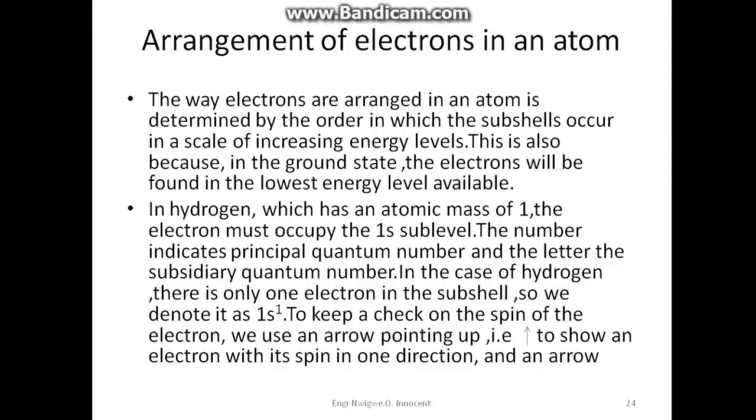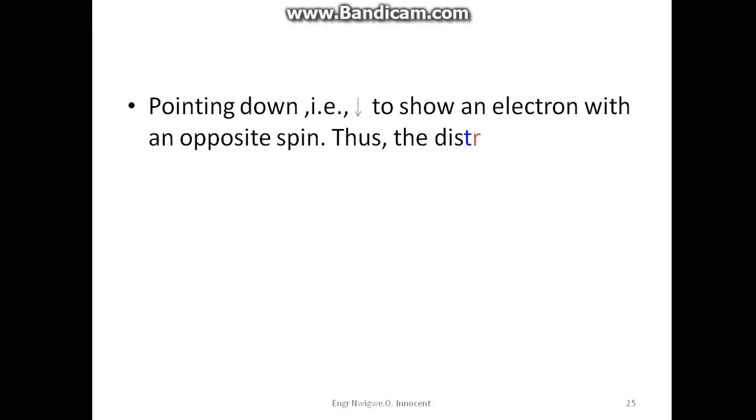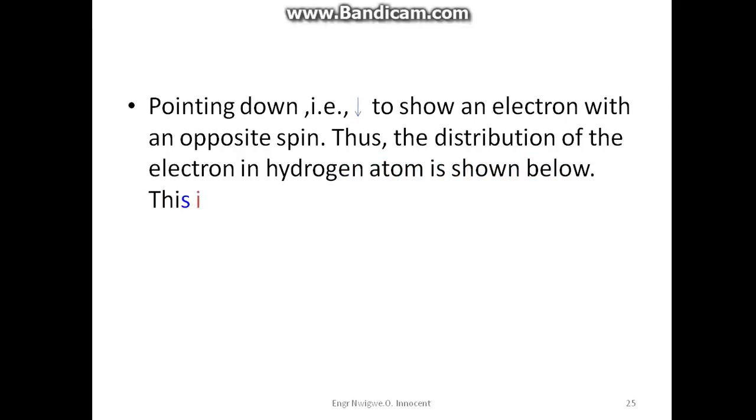To keep a check on the spin of the electron, we use an arrow pointing up to show an electron with its spin in one direction, and an arrow pointing downward to show an electron with an opposite spin. Thus, the distribution of electrons in a hydrogen atom is shown.